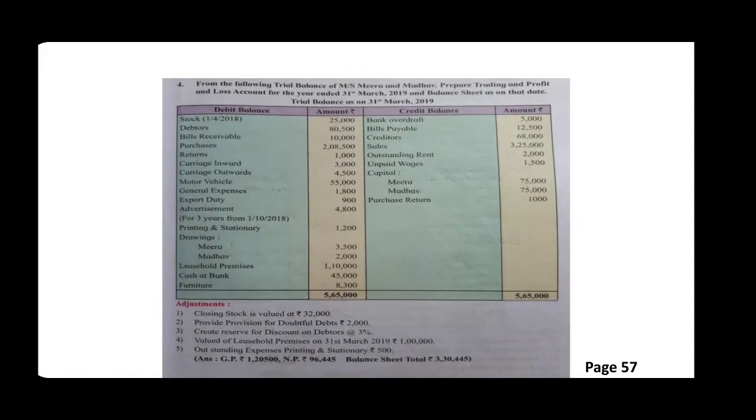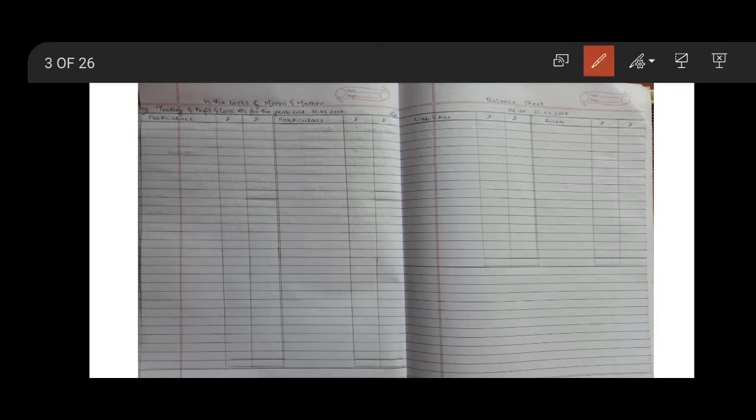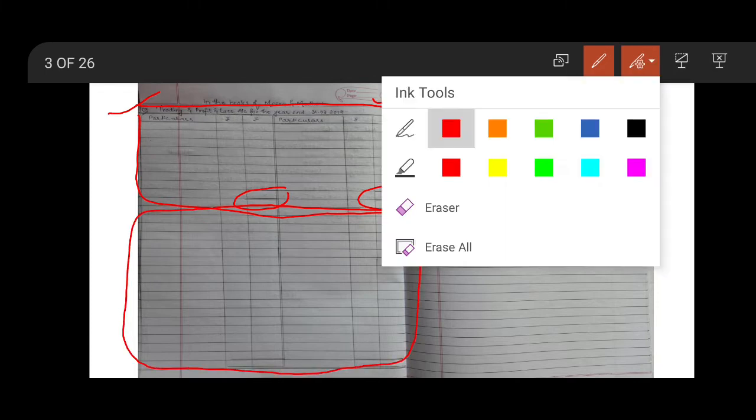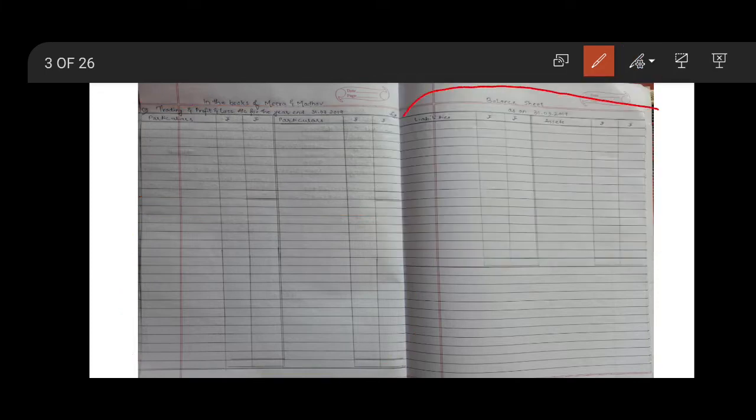So we'll prepare the accounts in this way. Here we have the trading account, and the trading and profit and loss account together. This is a closing of the trading account. This first account is the trading account with debit and credit side. Then after closing, it is the profit and loss account. Here is our balance sheet. It doesn't carry any sides but a liability side and an asset side.